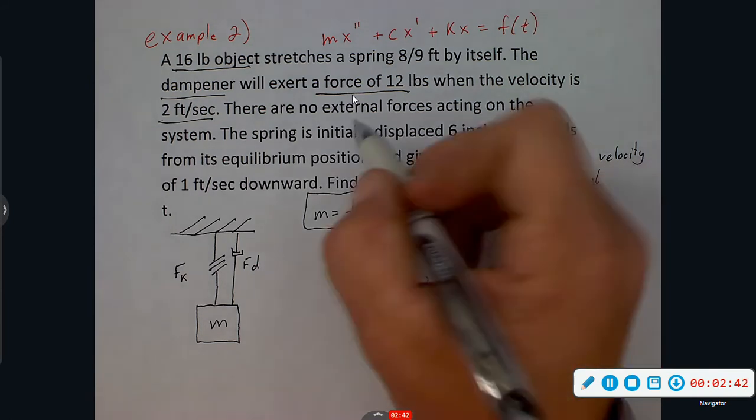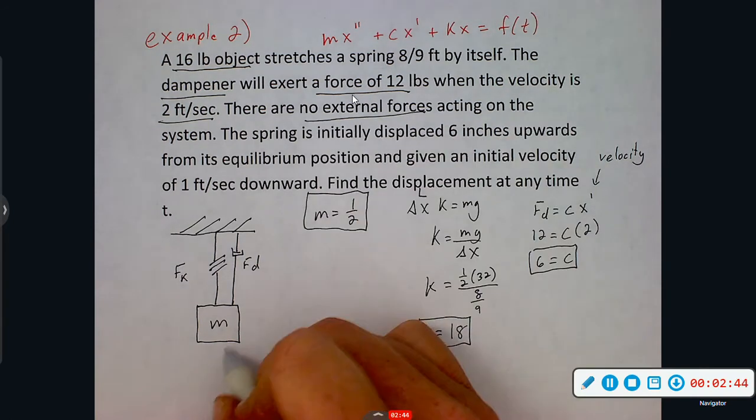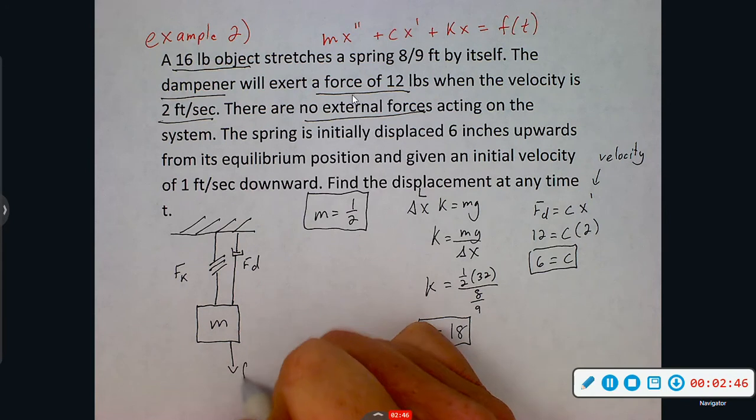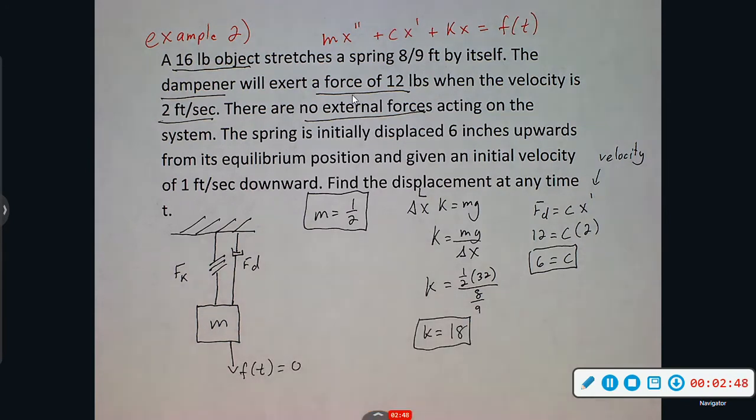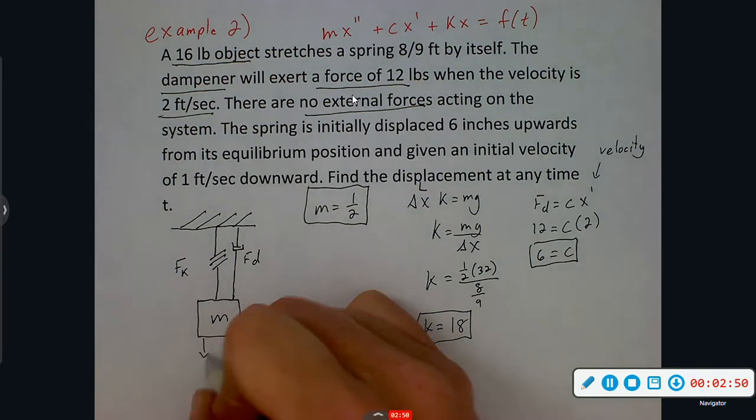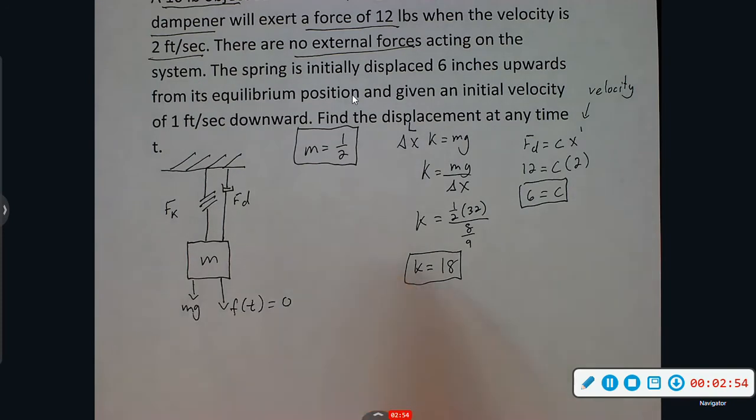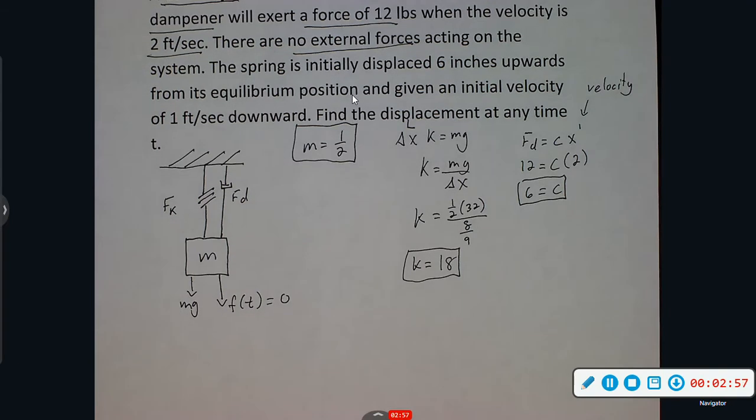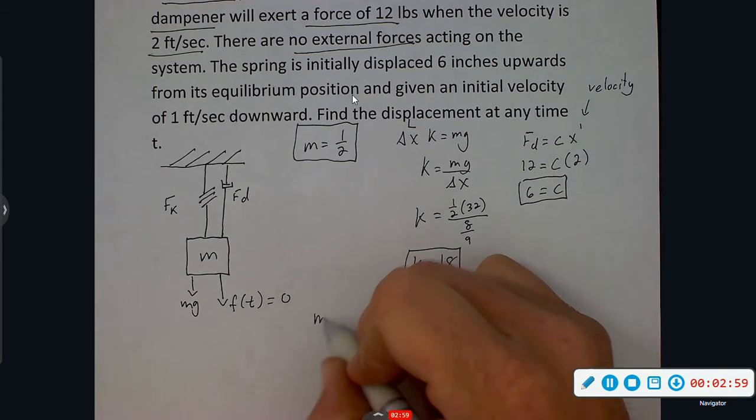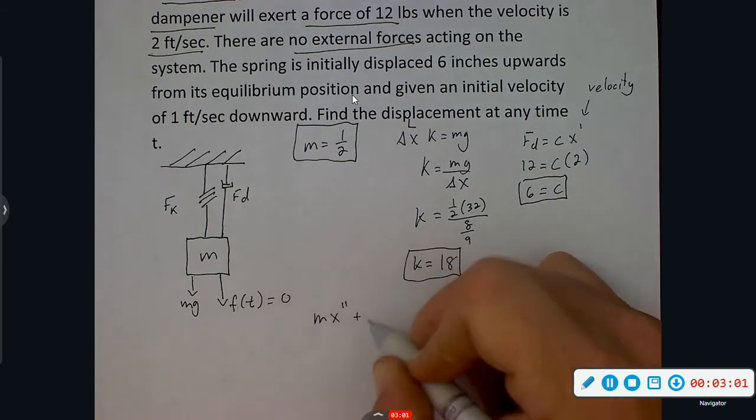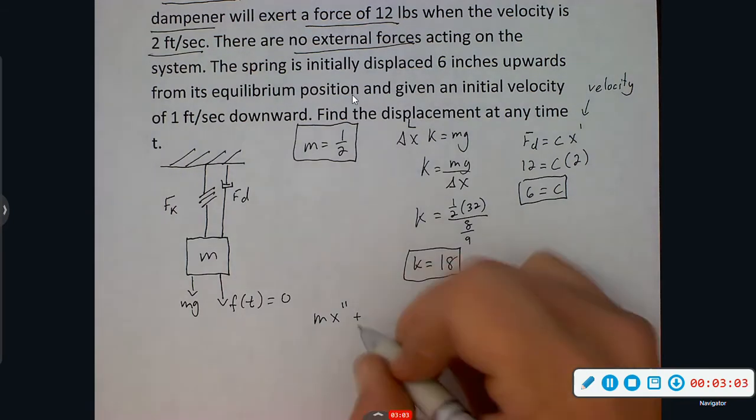But again, no external forces. So when we have F of T, that's going to be equal to 0. Again, mass times gravity cancels out, but it's still there. So the sum of forces again in your differential equations, remember it's modeled by this scenario, this differential equation.